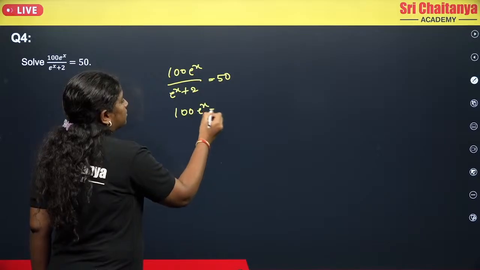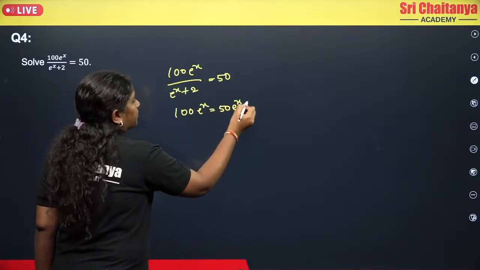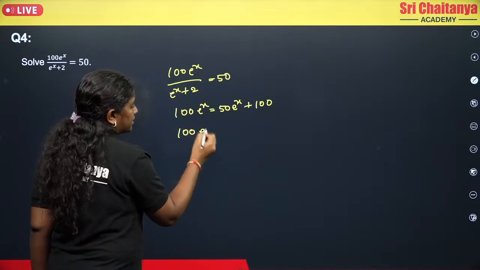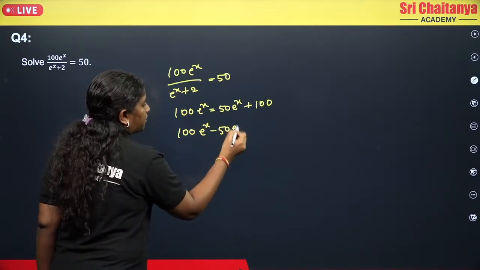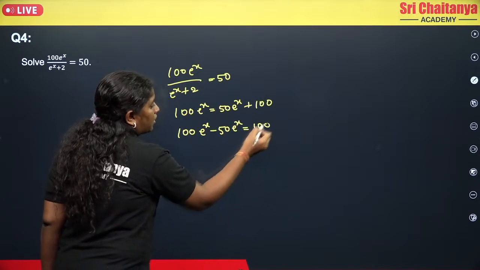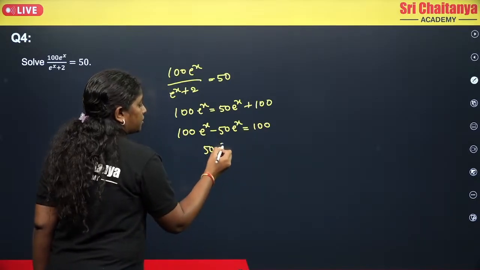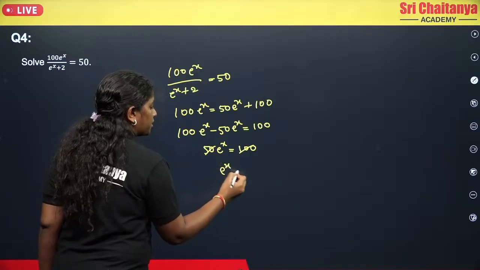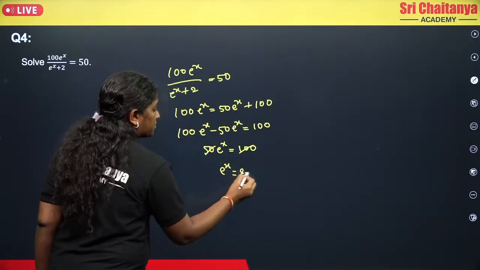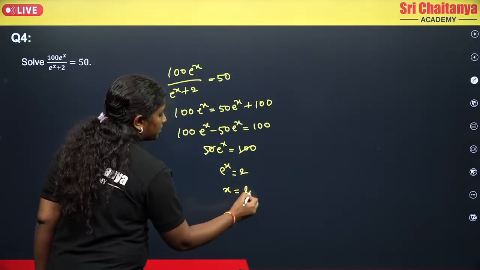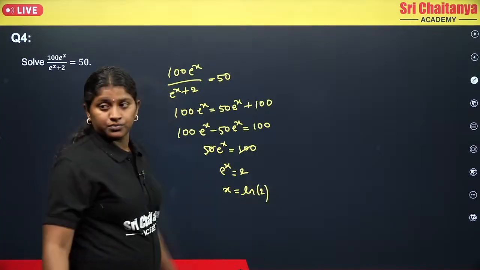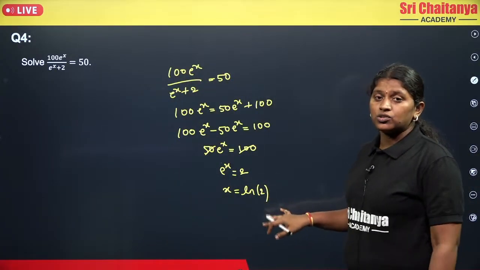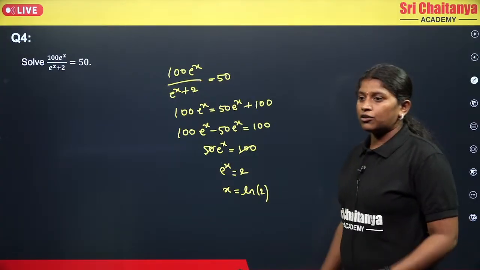100 e to the power x equals 50 e to the power x plus 100. Now if you take 100 e^x minus 50 e^x equals 100, that becomes 50 e^x equals 100. So now after cancellation, you get e to the power x equals 2. Now from this, what will your x value be? The x value will be ln of 2. So the solution of x will be ln of 2.